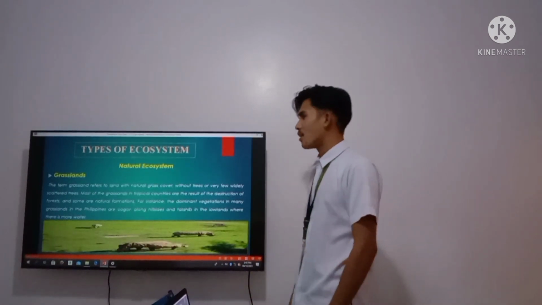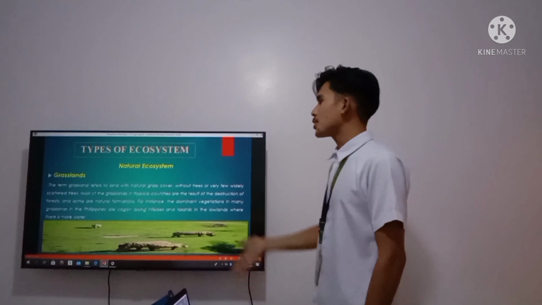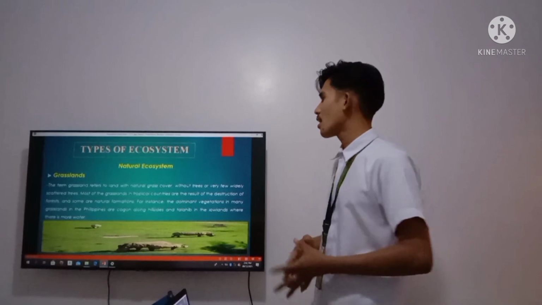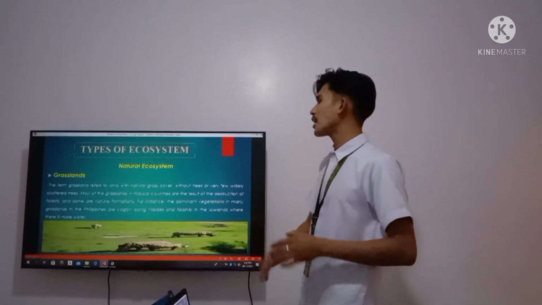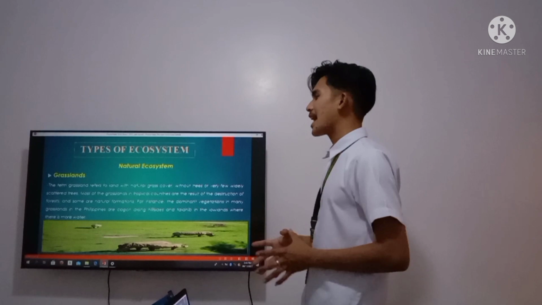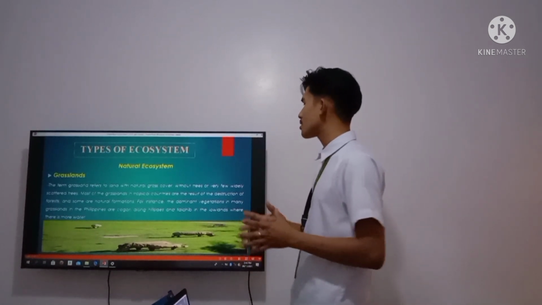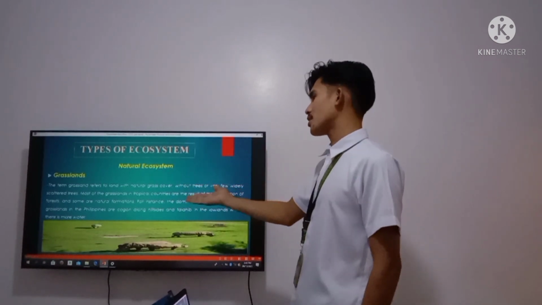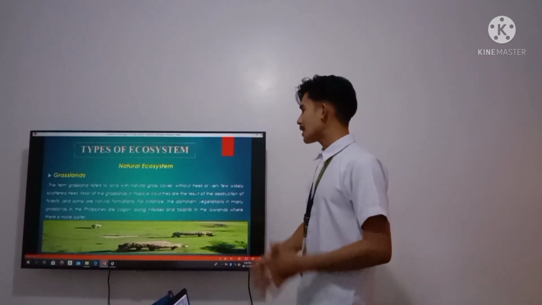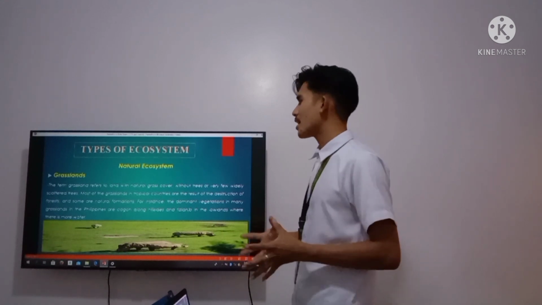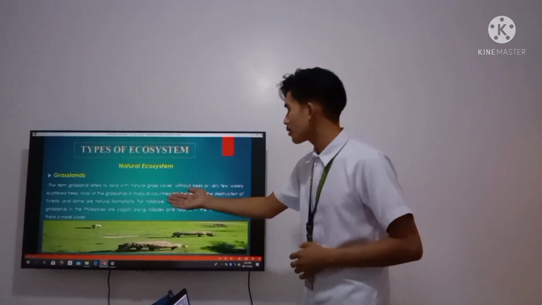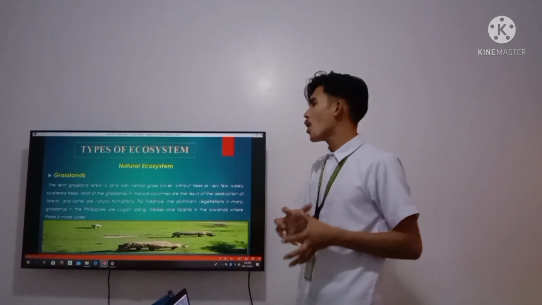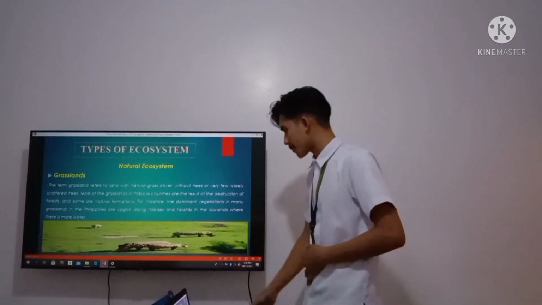The next one is the grasslands. The term grasslands refers to the land with natural grass cover, without trees or with very few widely scattered trees. Most of the grasslands in tropical countries are the results of the destruction of the forest. In some of the natural formations, for instance, the dominant vegetations in many grasslands in the Philippines are the kogon along hillsides and talahib in the lowlands where there is more water.